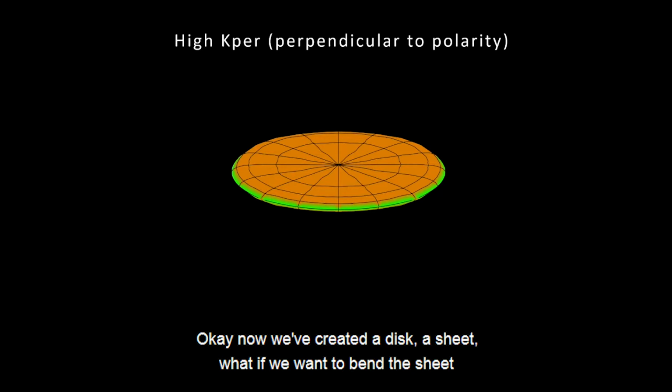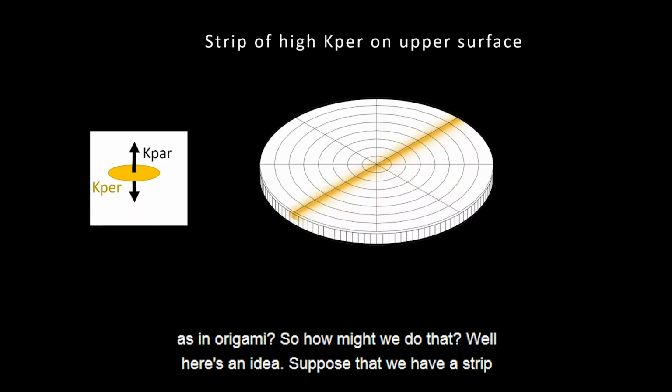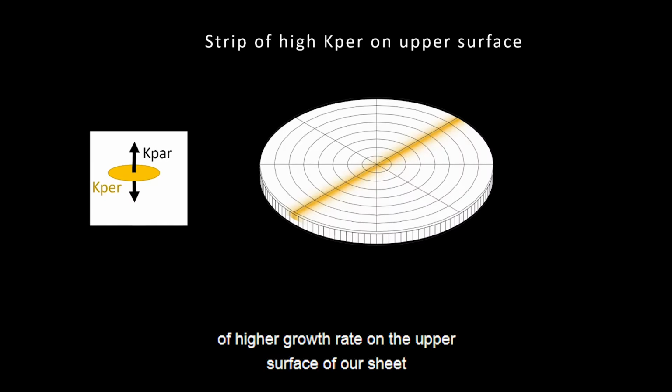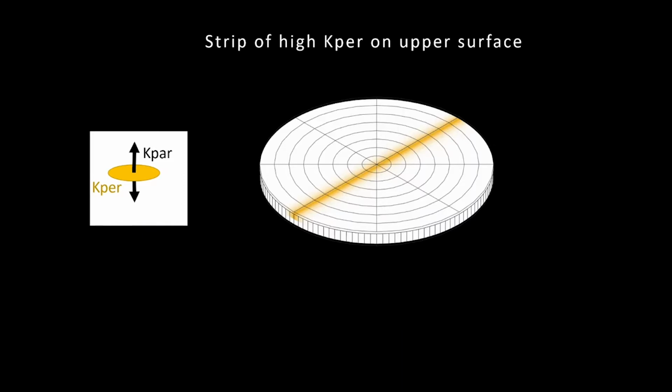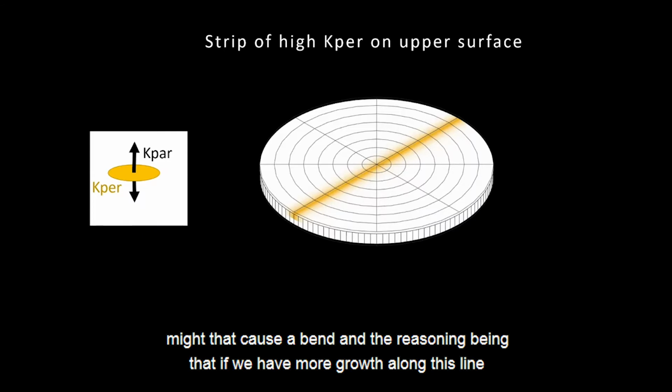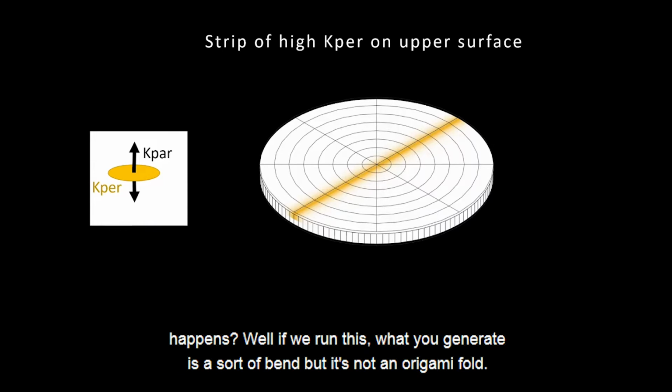What if we want to bend the sheet, as in origami? So how might we do that? Well, here's an idea. Suppose that we have a strip of higher growth rate on the upper surface of our sheet. All right, so high growth perpendicular to the polarity on the upper surface of our sheet. Might that cause a bend? The reasoning being that if we have more growth along this line at the top compared to the bottom of the surface, that might somehow create a bend. So is that what happens?